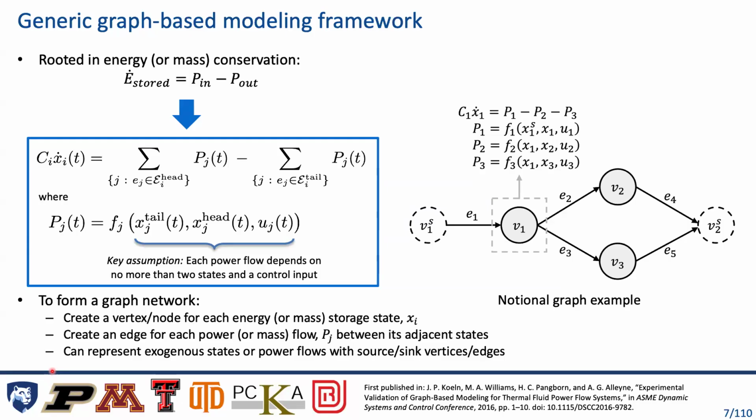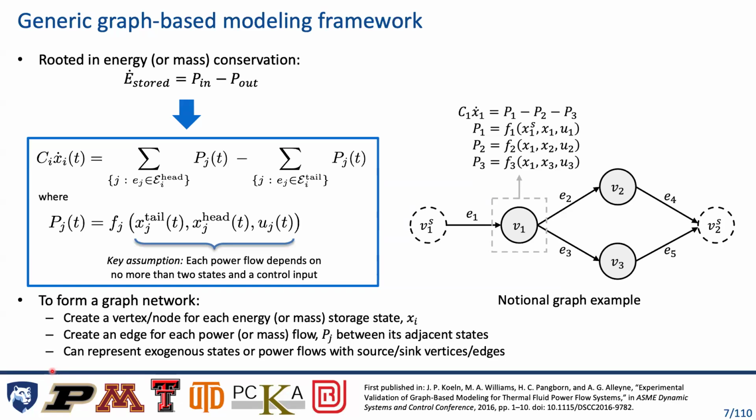So let's say we're applying conservation of energy. As I'm sure you all know, a simple expression for that is: the rate of energy stored in some control volume is equal to the rate at which energy comes in minus the rate at which energy goes out. So we're going to use P here for power. We usually call it power flow.